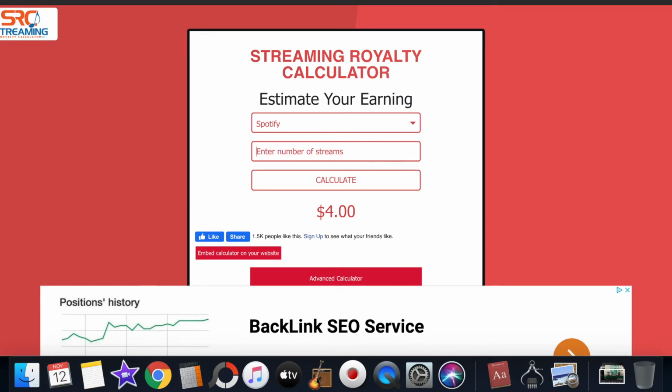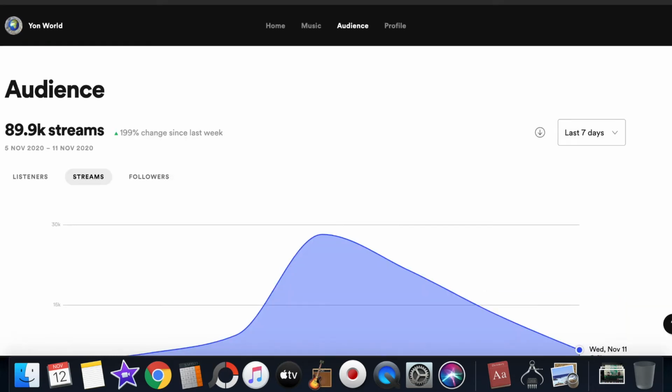And if we look at another website where they calculate the streaming rate to be a little bit higher, we can see for 90,000 streams on Spotify, that'd be $360. So for 90,000 streams, it's roughly between $270 and $360. But that's not what y'all came here for.